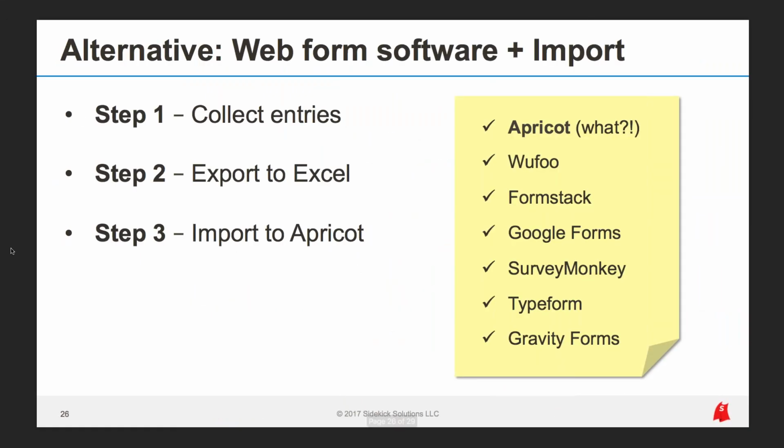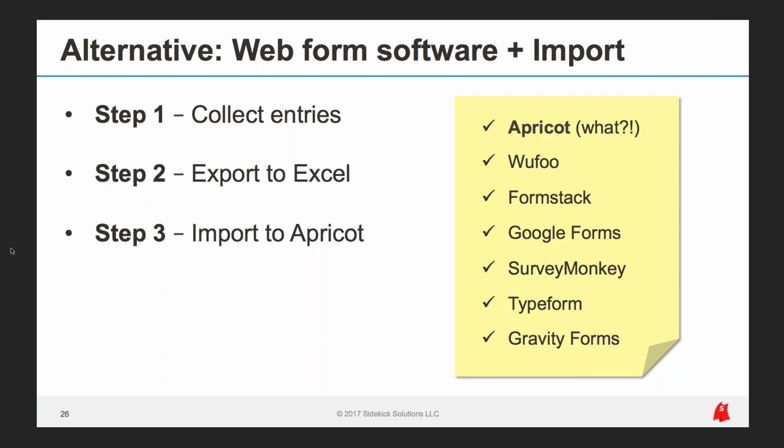Another alternative is to use a web form software and an import. So you can collect entries in another software. Some options are listed here. You can export that data to Excel and you can import into Apricot. Now, the top one is probably curious to you. Apricot, really? We can use that as an alternative to web forms and import.